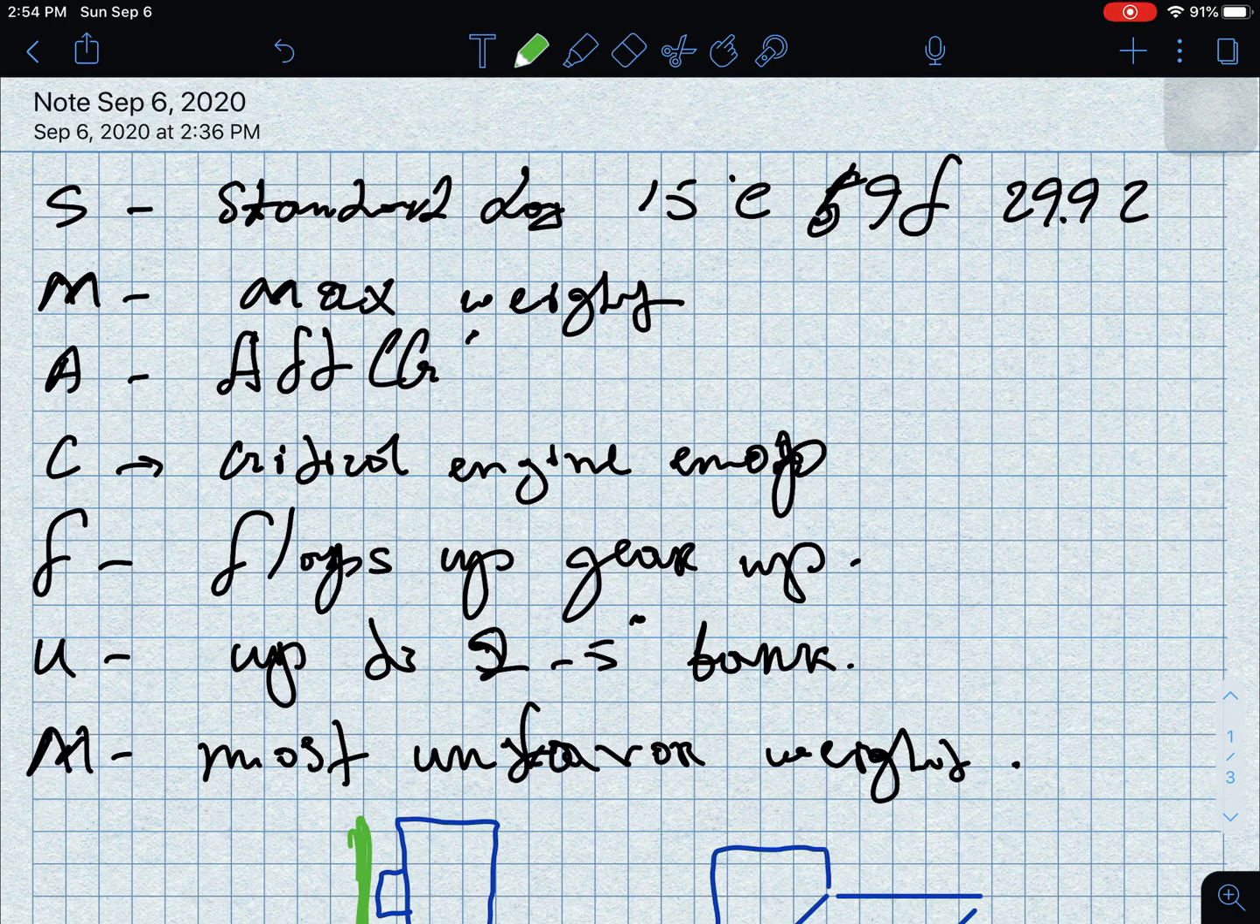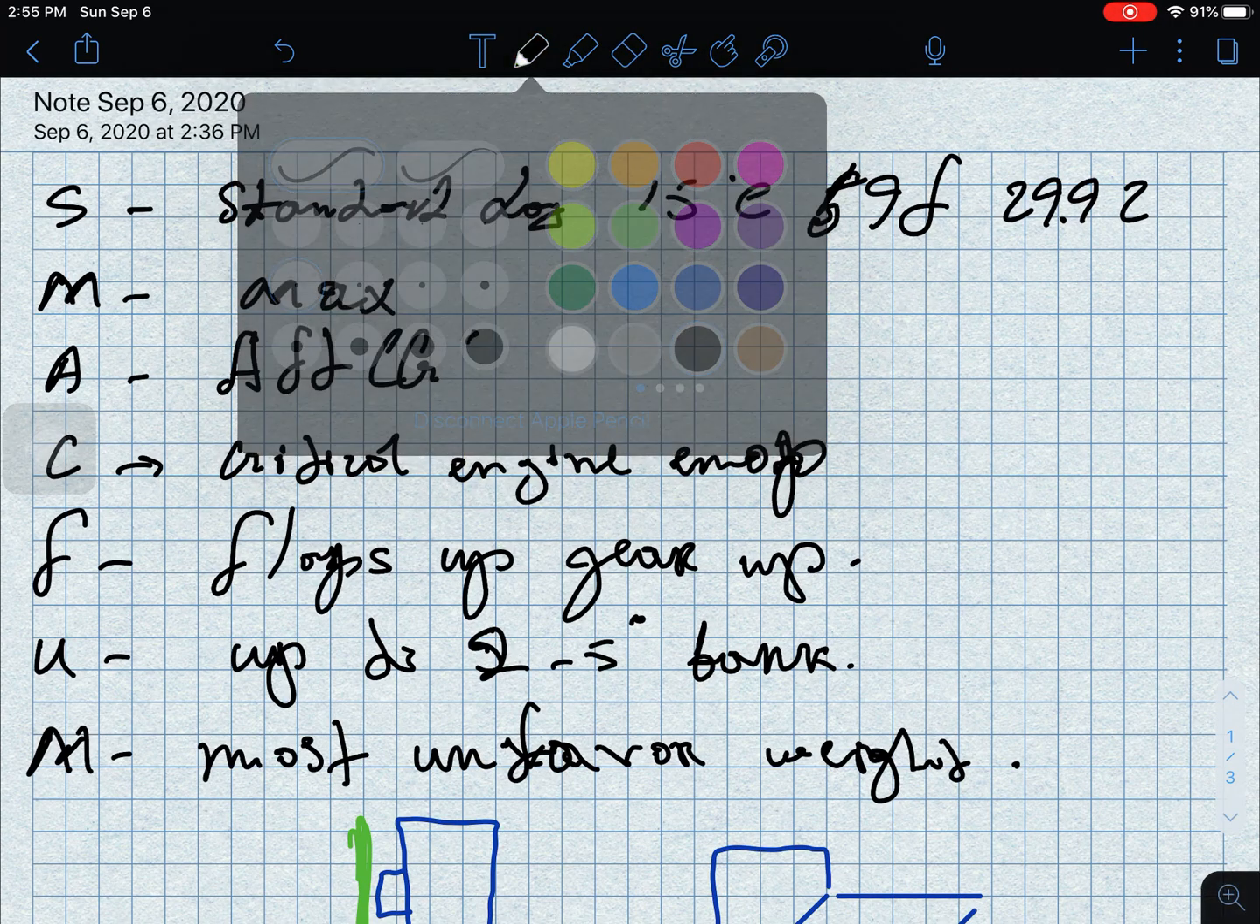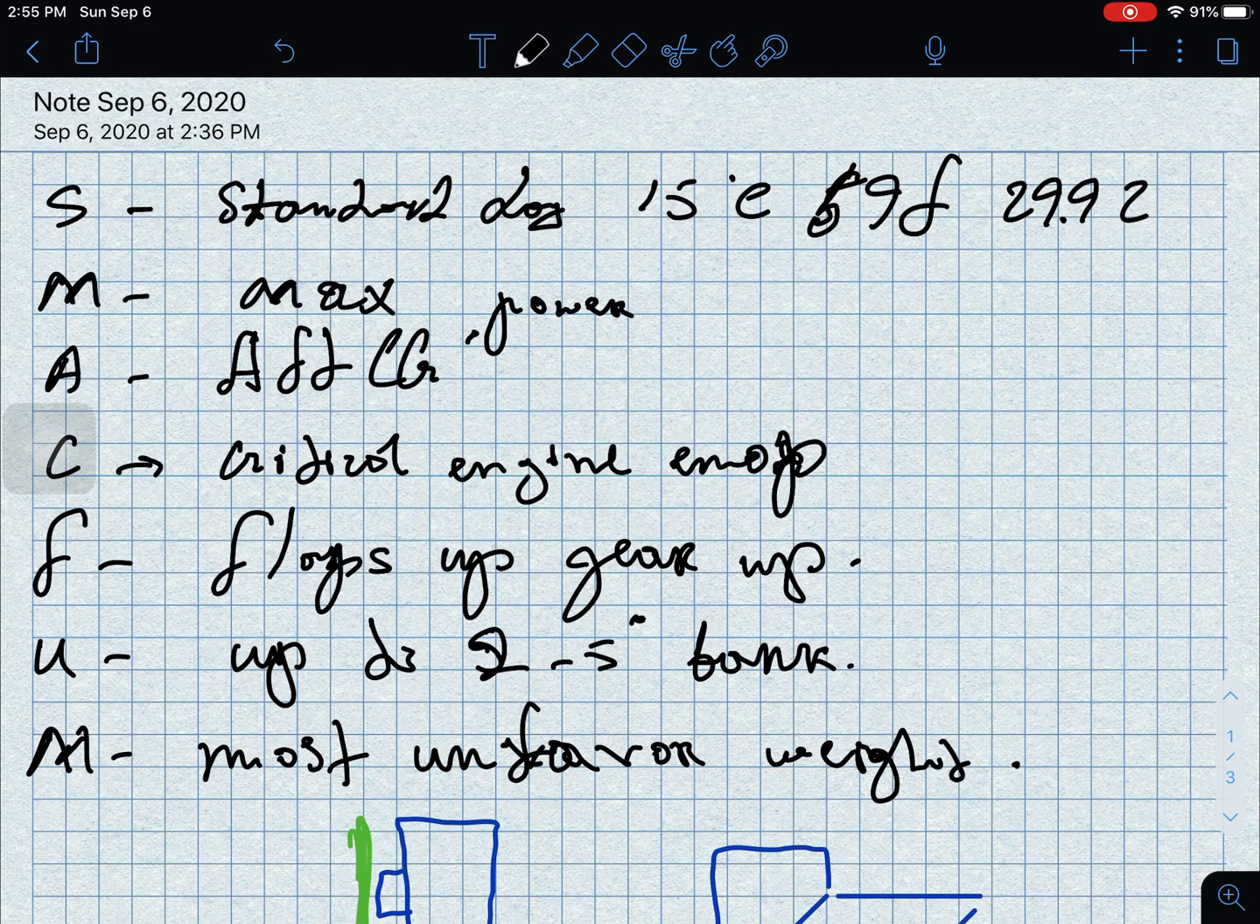S stands for standard day. Temperature is 15 degrees Celsius, 59 degrees Fahrenheit, 29.92. Maximum power, maximum weight. Actually, that's going to be maximum power, and then you have FCG: critical engine inoperative, flaps up, gear up, 2.5 degrees bank, and then most unfavorable weight.